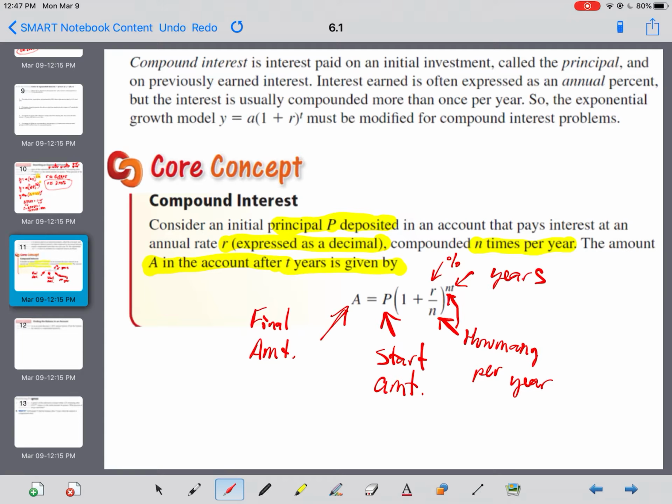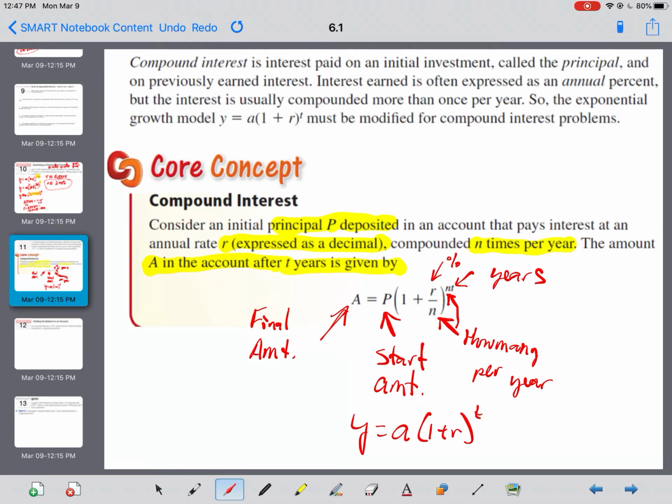And then T is years, right? And how many times happens twice? Because it's stuck inside itself. This is very similar to y equals a times 1 plus r to the t. But if you'll notice, the r is now divided by n and the t is now times n.